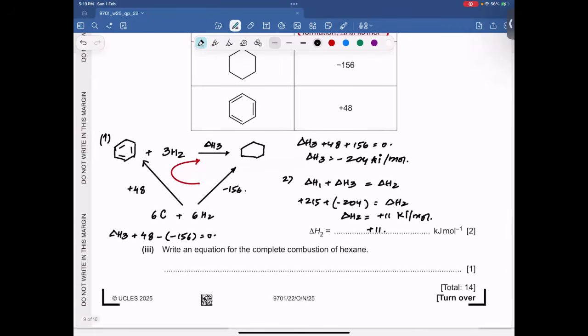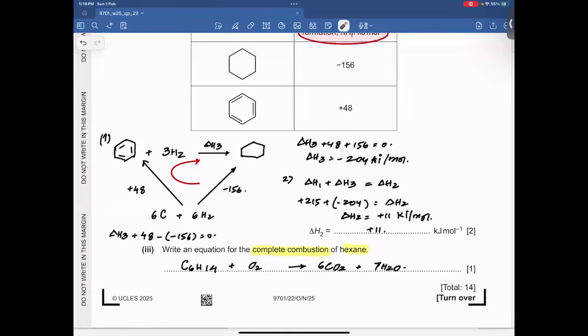Write an equation for the complete combustion of hexane. Whenever any hydrocarbon undergoes complete combustion, you will get carbon dioxide and water. So C6H14 is the molecular formula of hexane. When you treat it with oxygen, it undergoes complete combustion, and obviously it will turn to 6 moles of carbon dioxide and 7 moles of water.